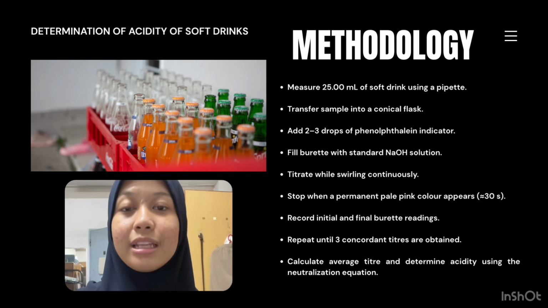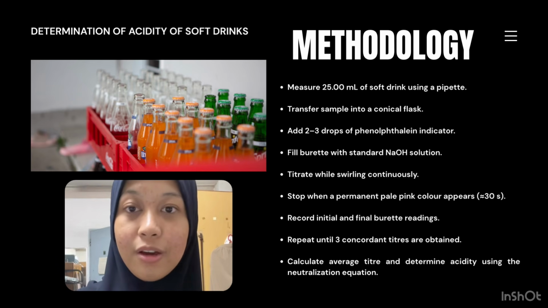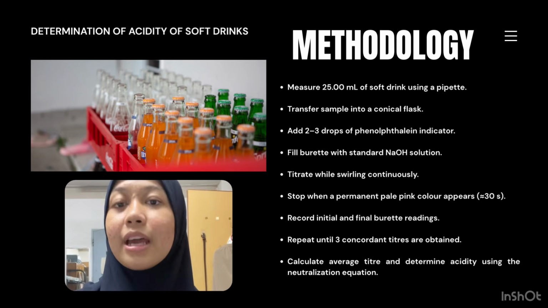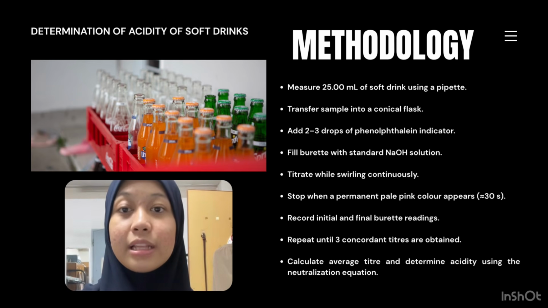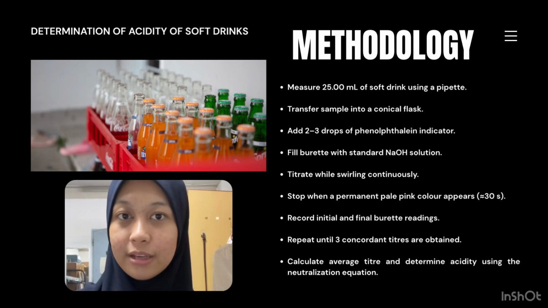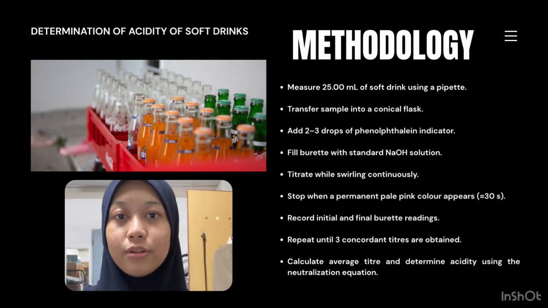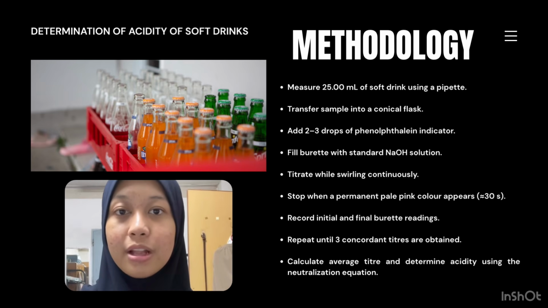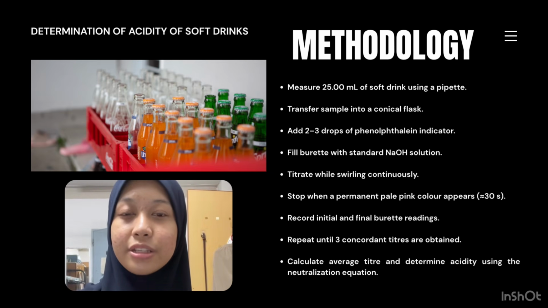After that, the initial and final burette readings were recorded to determine the volume of NaOH used. The titration was repeated until 3 concordant titer values were obtained to improve the accuracy and reliability of the results. Finally, the average titer was calculated and used with the neutralization equation to determine the total acidity of the soft drink.